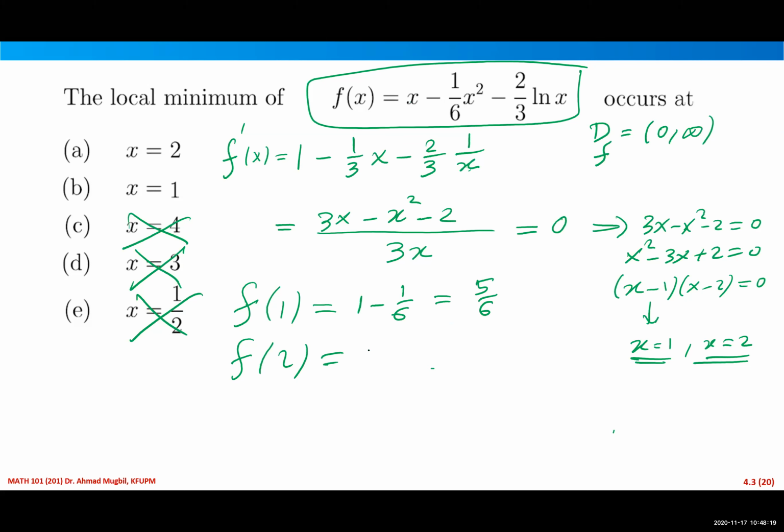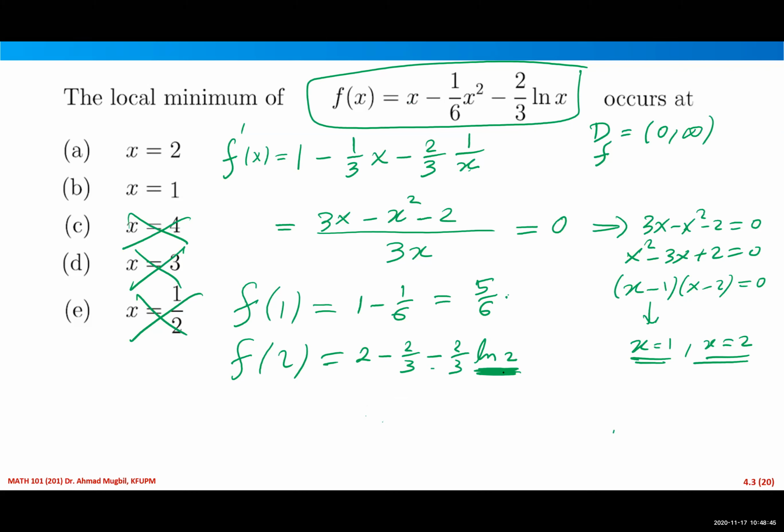Now for x equals 2, it will be 2 minus 1 over 6, which is 2 over 3 minus 2 over 3 ln 2. Aha, we don't know. For example, if this were 1, guys, which will be the minimum? The minimum will be this, and this will be the maximum. But now we cannot decide, guys, because of ln 2.